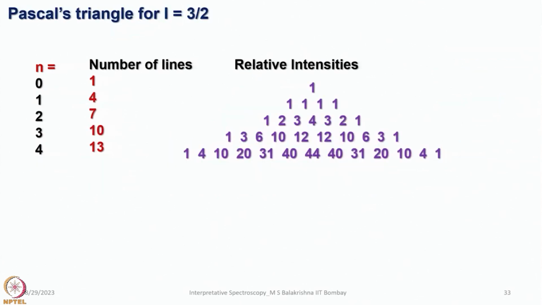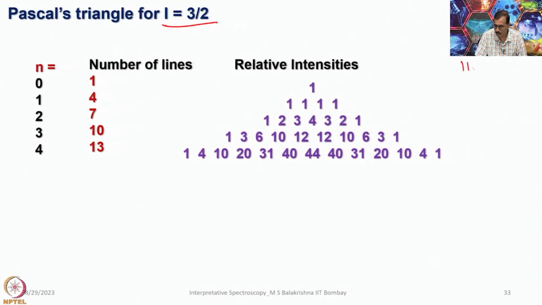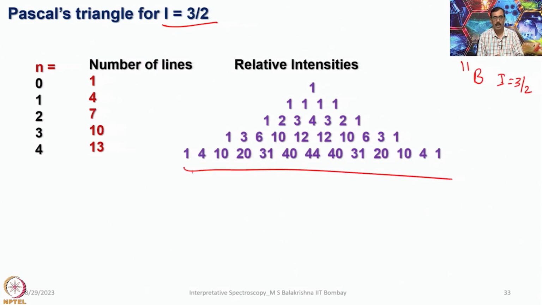Now I have written another Pascal triangle for I equals 3 by 2. For example, boron-11 has I equals 3 by 2, and if we come across any spectrum with more lines, we can conveniently use this Pascal triangle to calculate the relative intensities. Here again, 2nI plus 1. If you take 0, it becomes only 1. If you have 1, then 2 into 1 into 3 by 2 plus 1, so we get 4 lines.